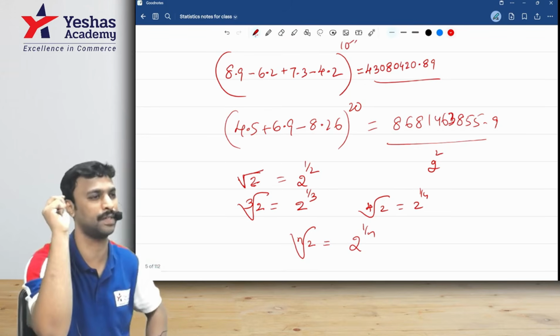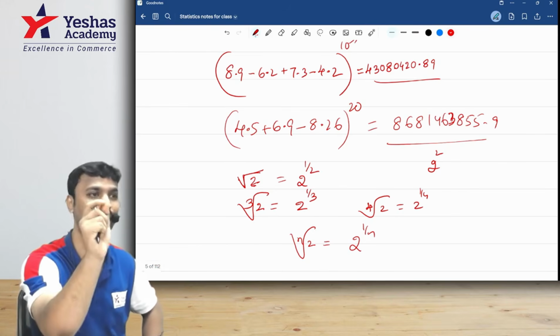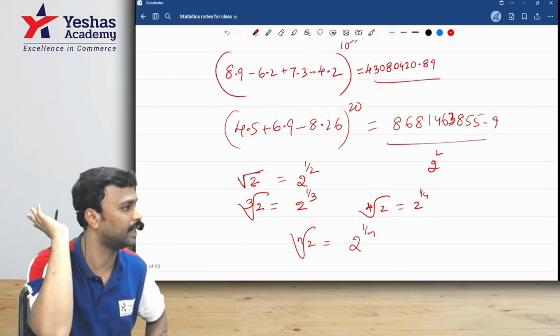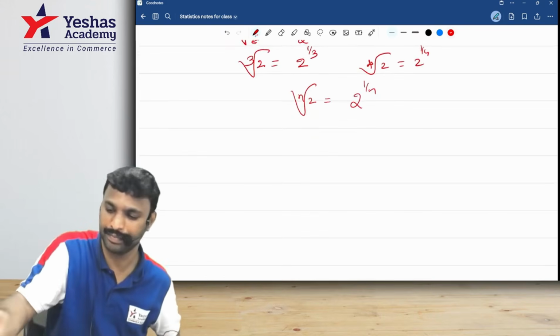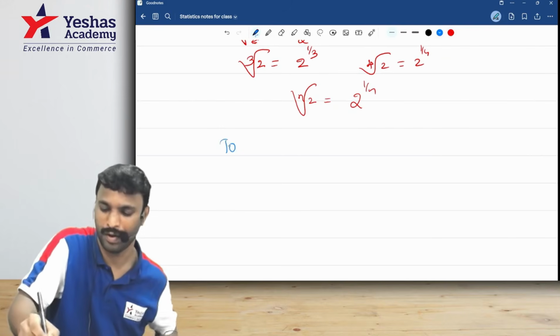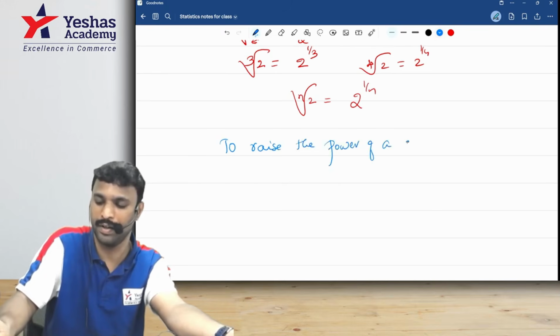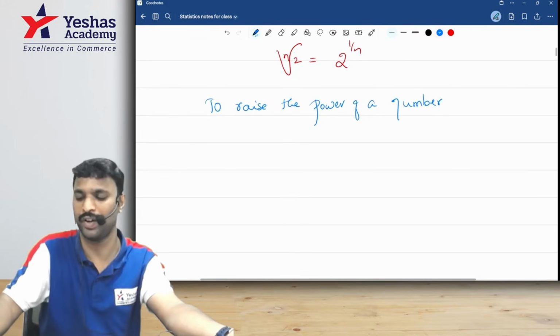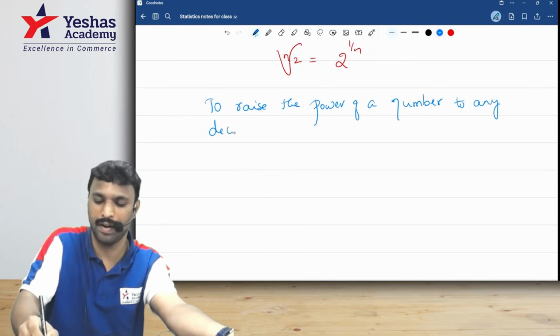So why am I teaching you this? Decimal powers you hardly come across. If you come across, you should learn that. Please take a note. To raise the power of a number to any decimal value.